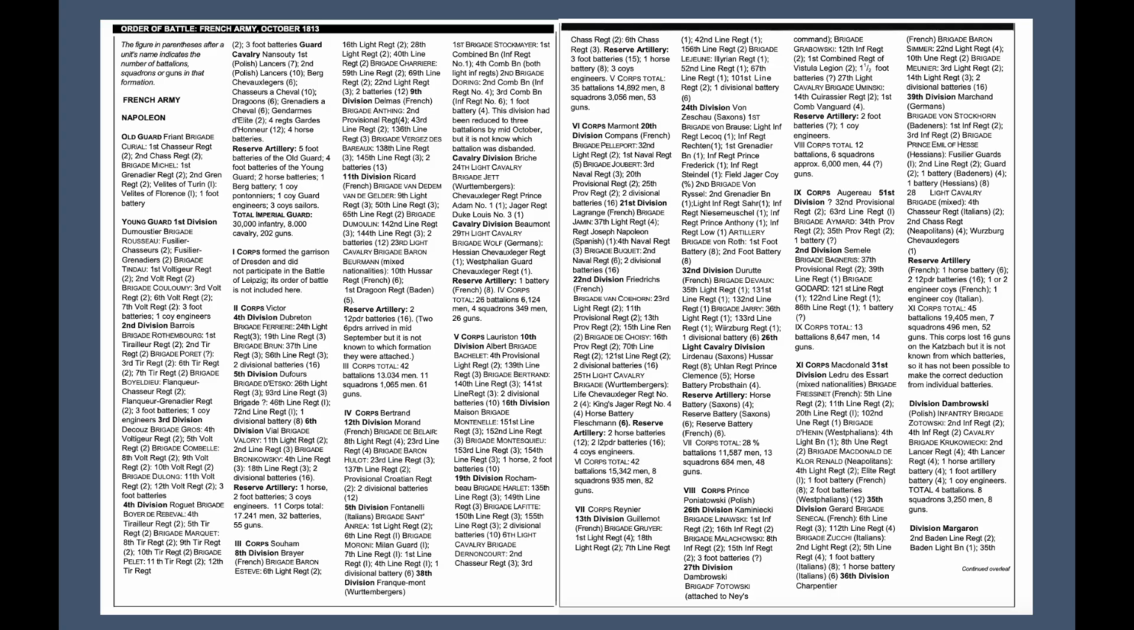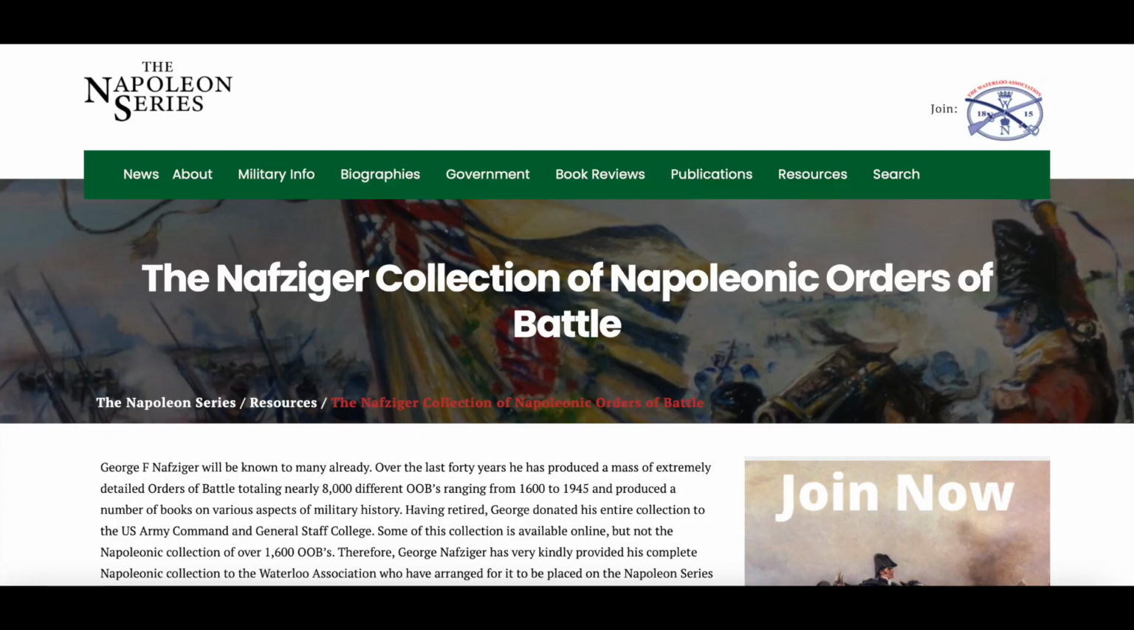On to part 1. Sometimes abbreviated to Orbat, OOB or OB, an order of battle is simply a list of the various units that participated in a given battle or campaign, including some details about their disposition and strength, and arranged hierarchically to show the command structure. There are tons of these available, like the ones which George Nafziger has compiled, which I'll be using for examples in this video. His site is linked in the description.